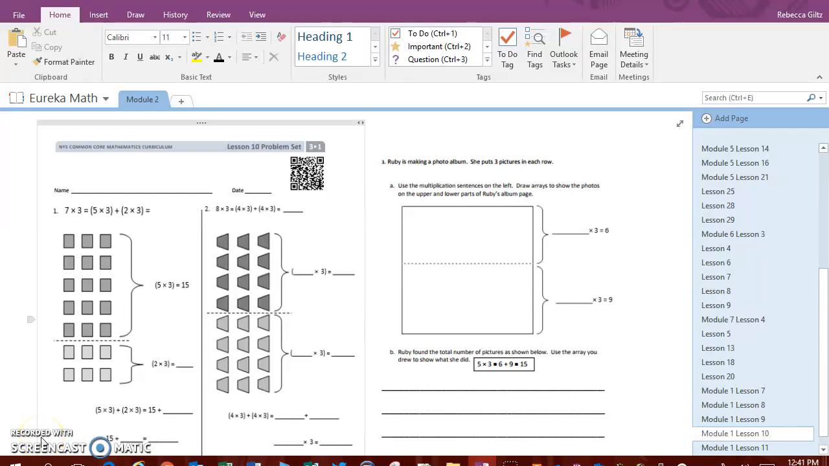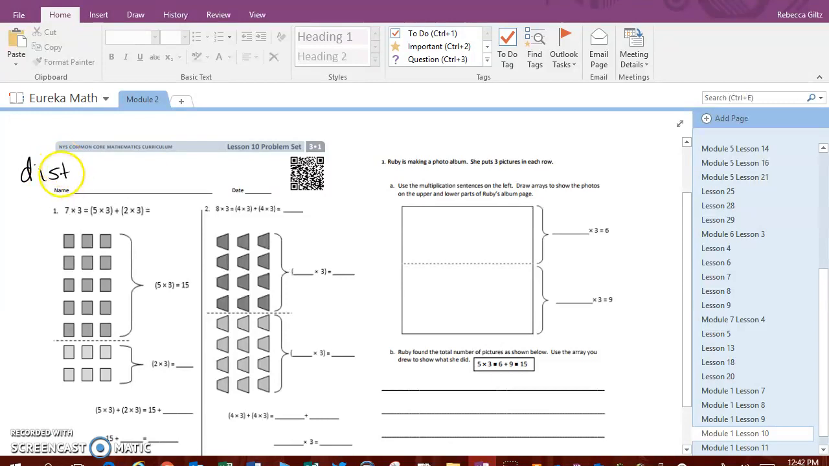Hi everybody, today's lesson is lesson 10, so you should have your binder open to lesson 10 problem set. And today we are working on something called the distributive property. I'm going to write that up here. Distributive property. We learned the commutative property. This is the distributive property.